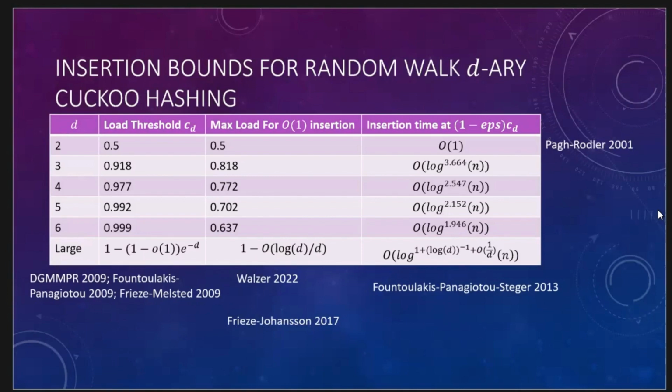We've proven both sides. Walzer proved up to some load factor for each number of hashes you get O of 1 insertion. Frieze and Johansson proved this box, which is for large d, you have some load factor that gets you O of 1. And then Fountoulakis, Panagiotou, and Steger showed up to the ideal threshold it is polylog, with explicit exponents on the log that actually tend towards 1 as d tends to infinity. Questions on prior results?